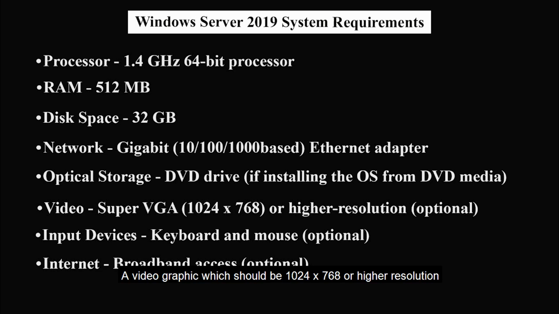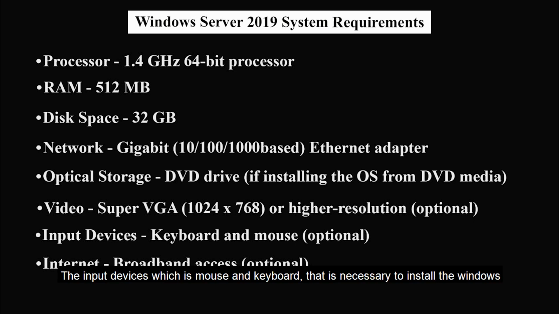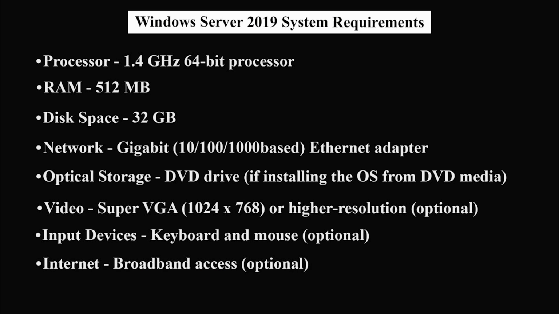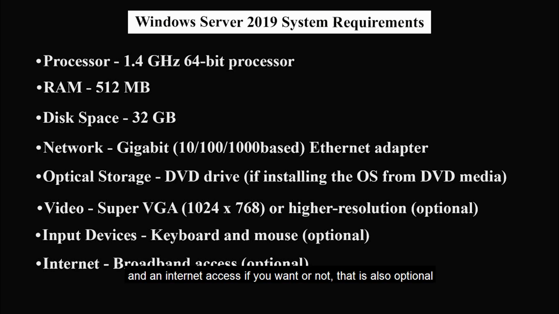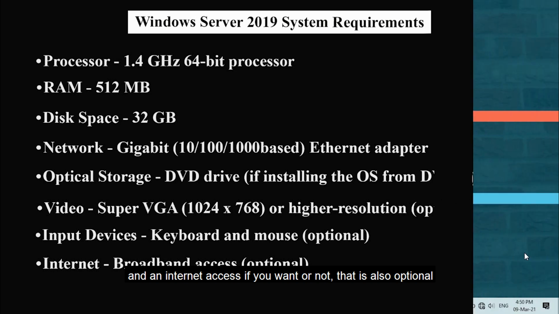A video graphic, which should be at least 1024 by 768 or higher resolution. The input devices, which are mouse and keyboard, are necessary to install Windows. And internet access, whether you want it or not, is also optional.